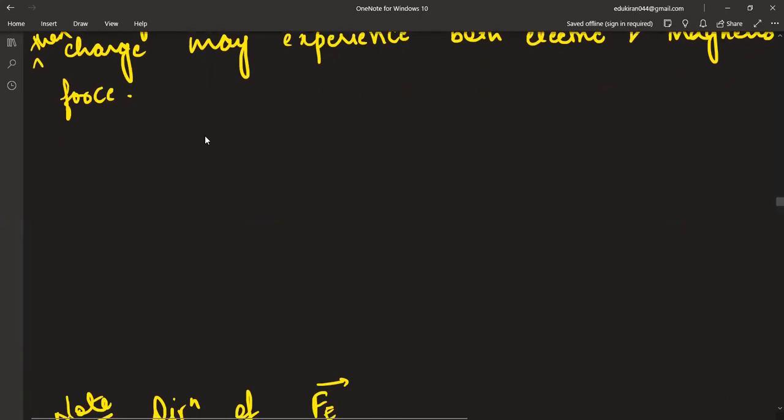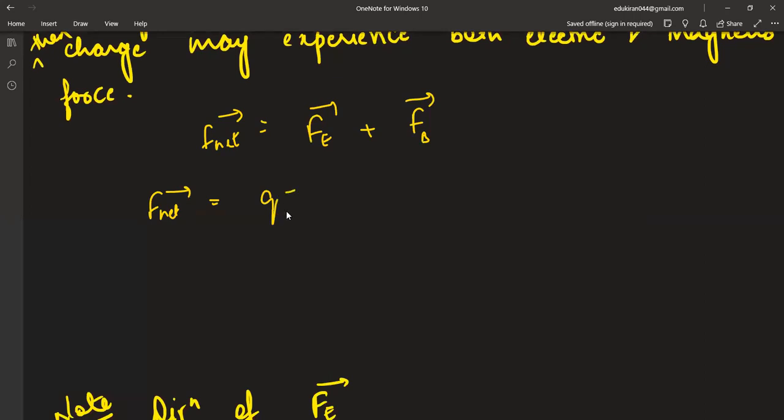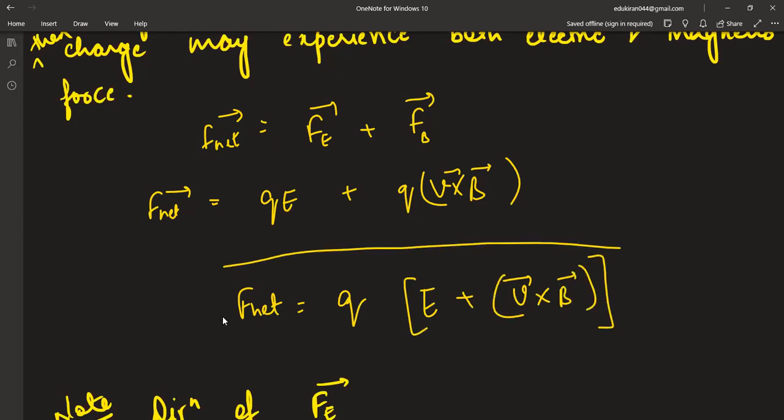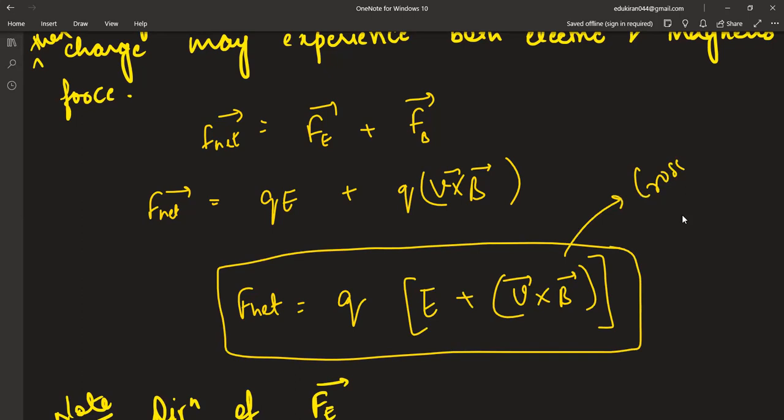Because here the net force will be what? Net force will be electric force plus magnetic force. So net force is charge into electric field plus magnetic force, which is charge into V cross B. So what is the net Lorentz force which we say? Lorentz force is, take Q common, Q(E plus V cross B). This is the formula which you need to remember. And this is a cross product.